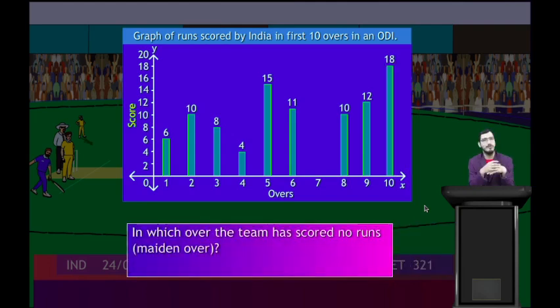In which over has the team scored no runs, that means made a maiden over? You can see the graph and find out the answer easily here. The 7th over.